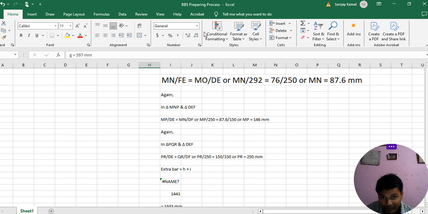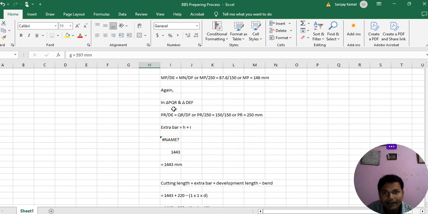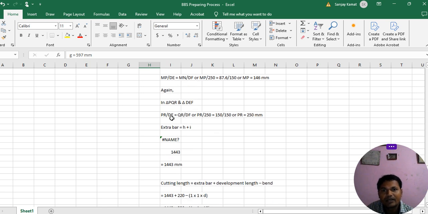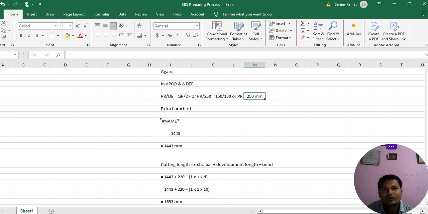Similarly, again in triangle PQR and triangle DEF, PR by DE is equal to QR by DF, or PR by 250 is equal to 150 by 150, or PR is equal to 250 mm. Okay, so in this way you can calculate.